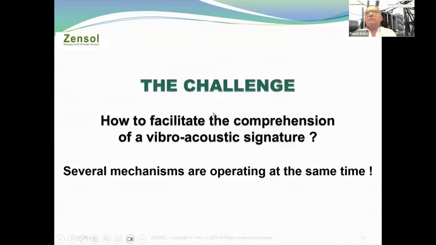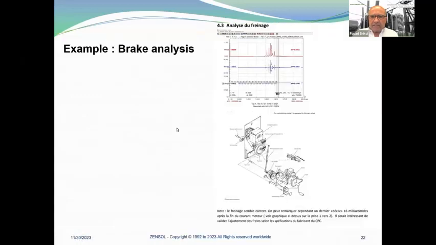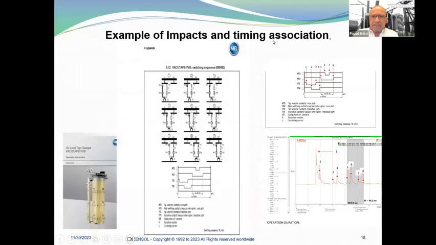So now the problem, for example, and I go quickly here on this, the example of impacts and timing association. In the past, it was really hard to analyze because we got motor current, we have impacts, so we needed to guess where this impact is coming from. And so in this case, we absolutely need very good knowledge of how the tap changer is working.